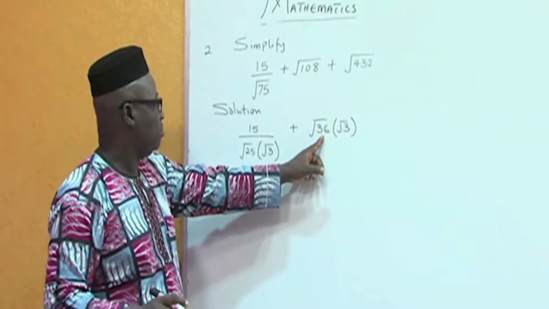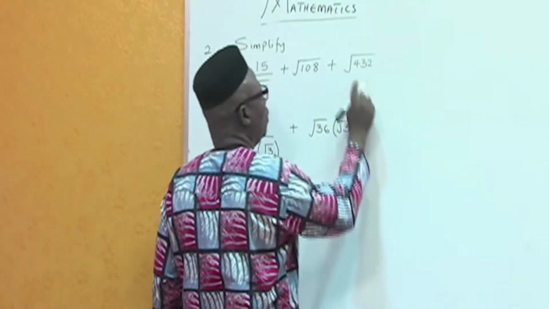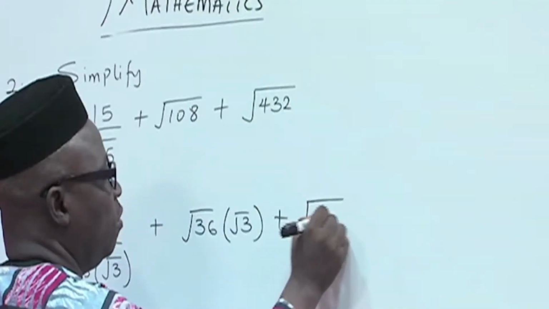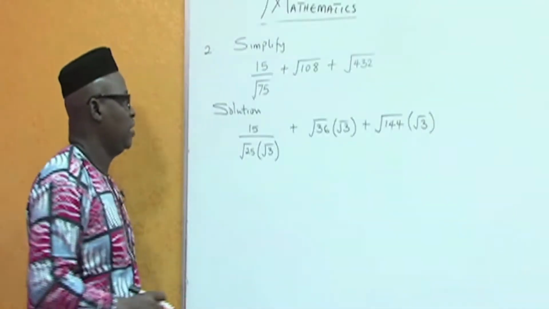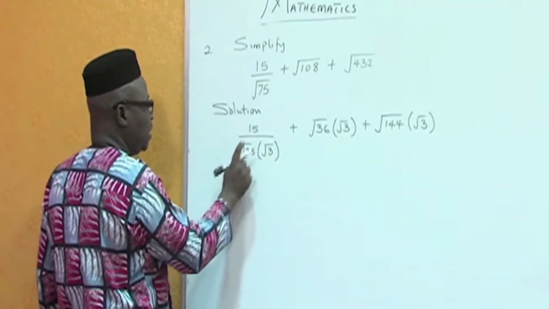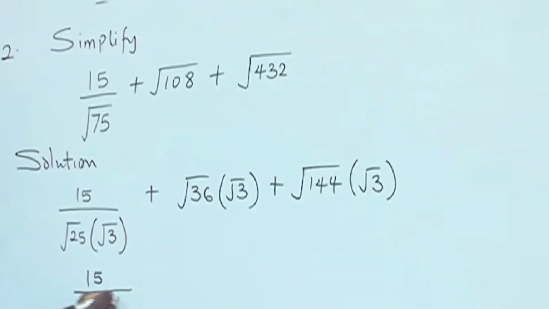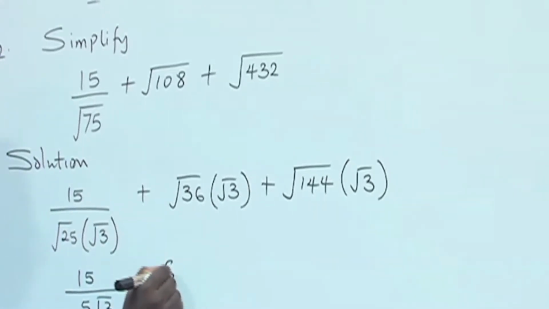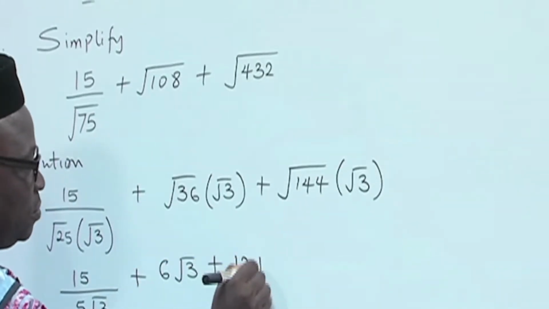I'm using the perfect square. 36 is a perfect square. 25 is a perfect square. Likewise, root 432 can be broken down to be root 144 multiplied by root 3. So at this point, I'll now start simplification. So root 25 is actually going to be 5. So this will be 15 divided by 5 root 3, because root 25 is 5. Plus root 36 is 6 root 3. Root 144 is 12 root 3.